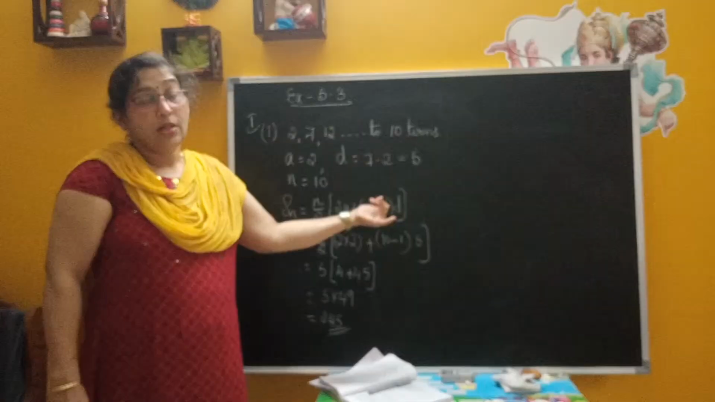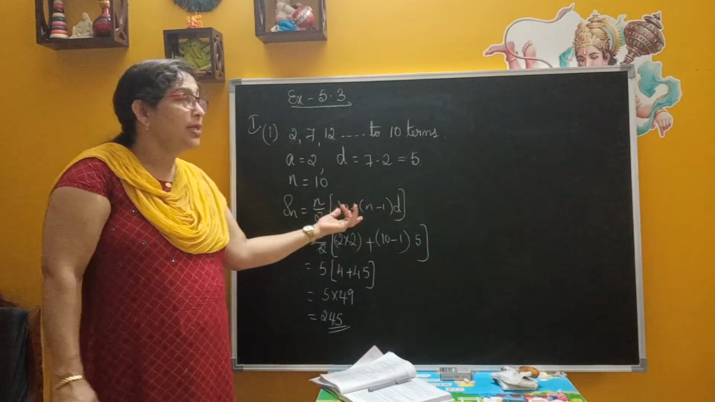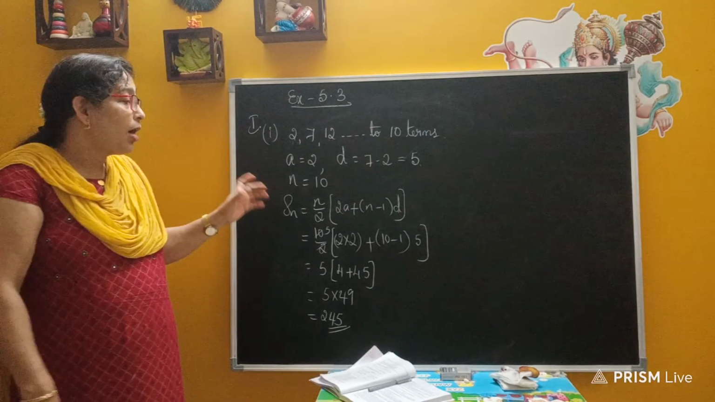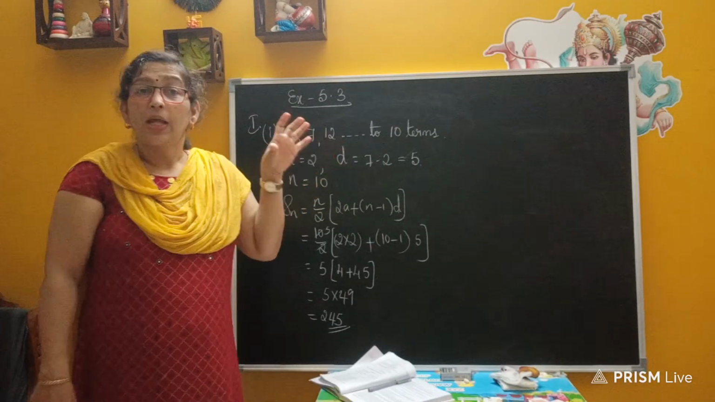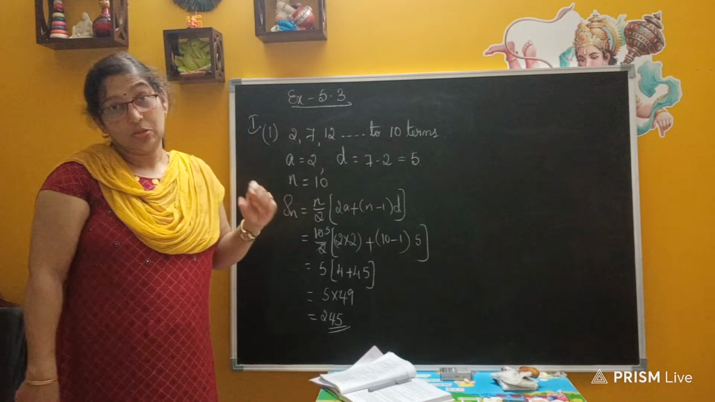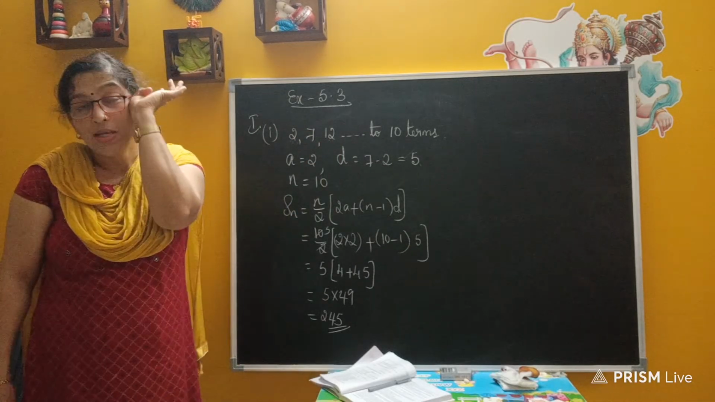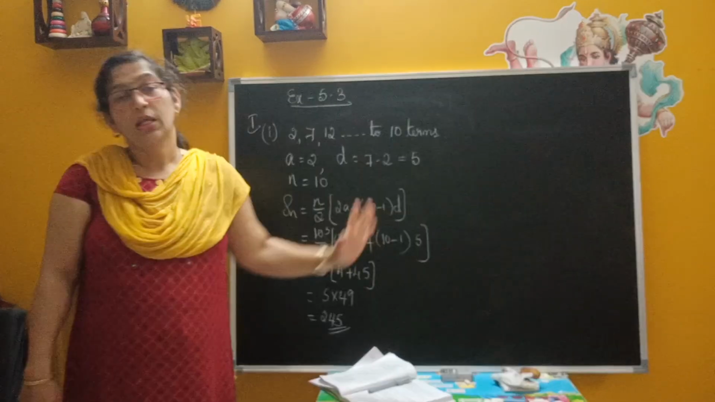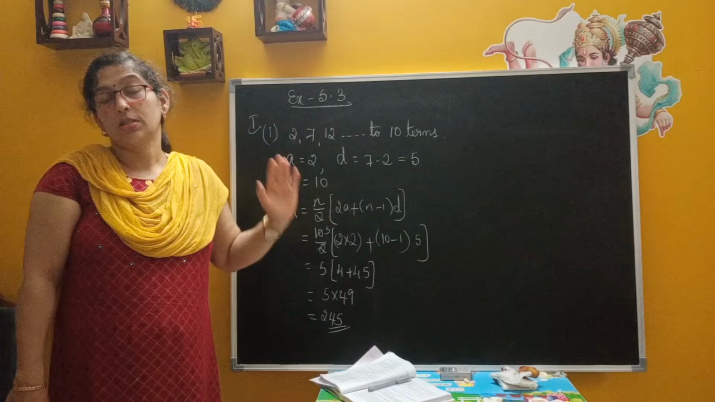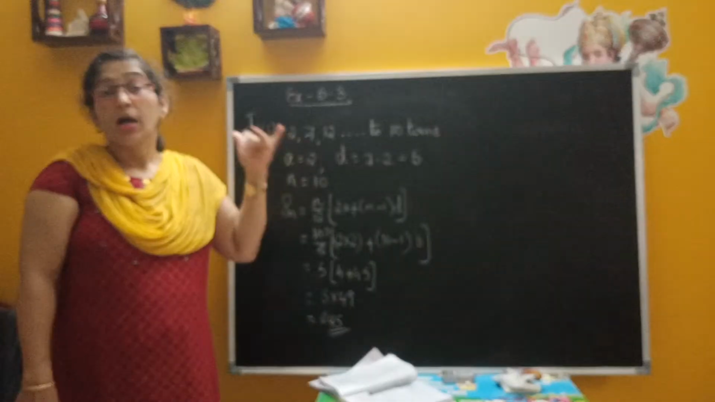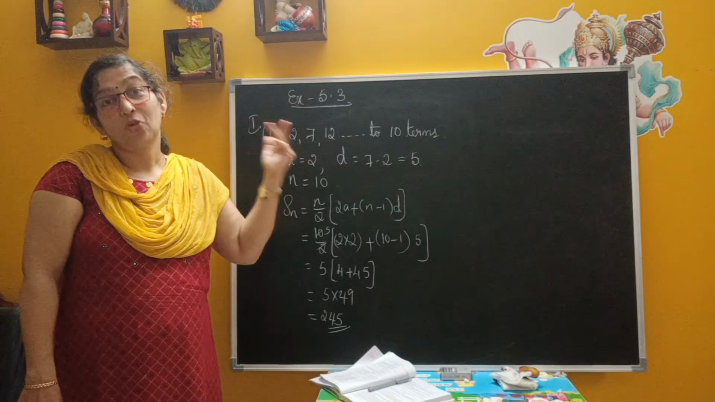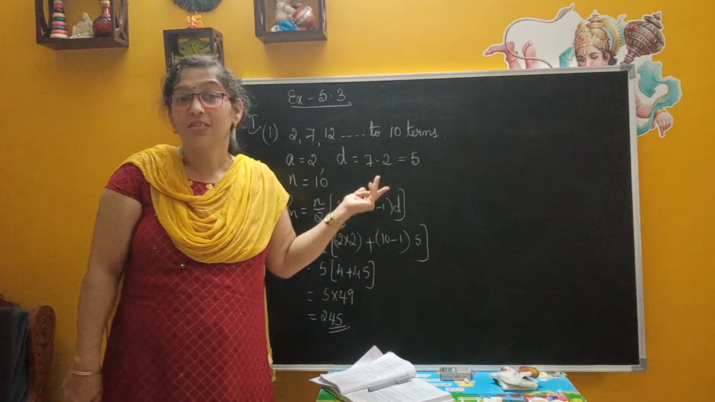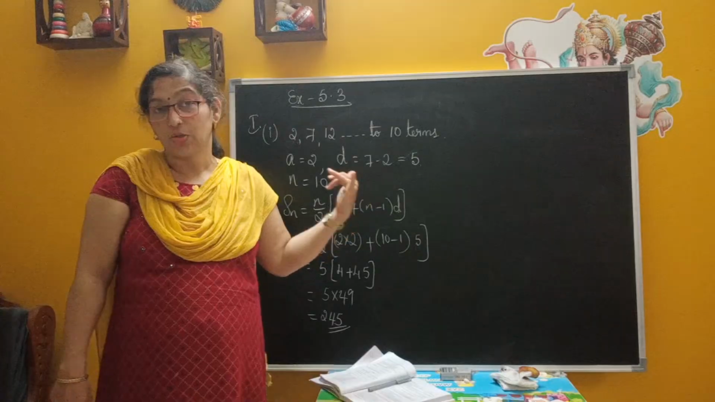Actually, now we find this formula easy, but this formula was first invented by a scientist named Gauss, when he was a 10-year-old boy. A question was asked to him by his teacher: find the sum of the first 100 positive integers, or the first 100 natural numbers, from 1 to 100. 1 plus 2 plus 3 plus 4 plus 5 plus, till 100. It's not so easy, isn't it? It's tedious work and takes a lot of time.